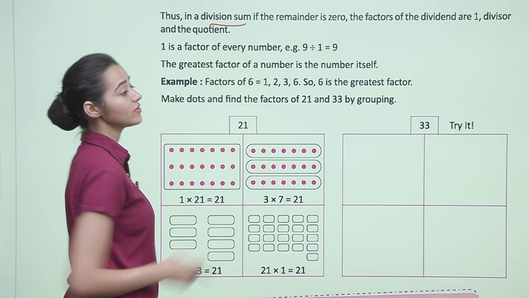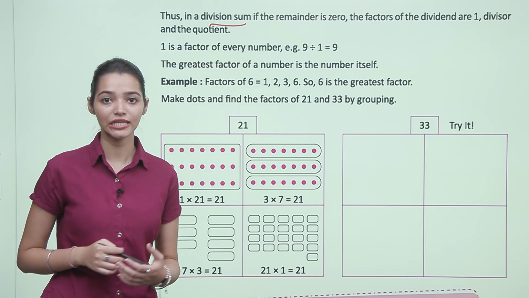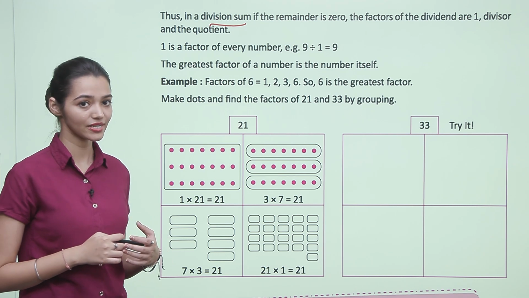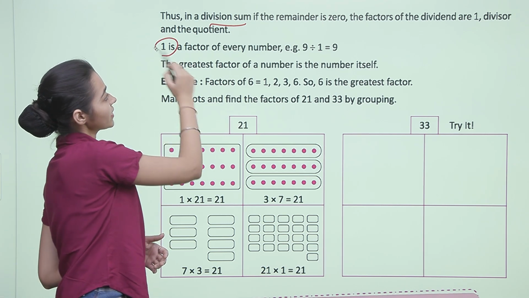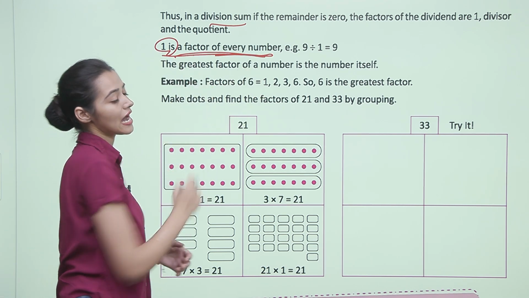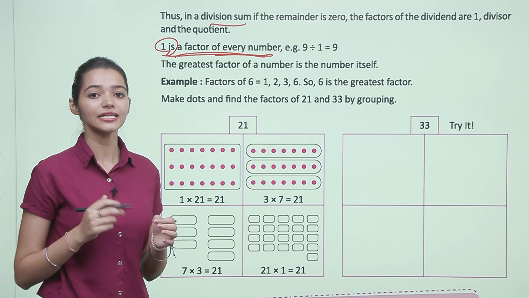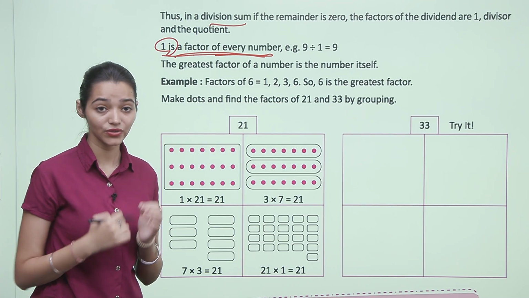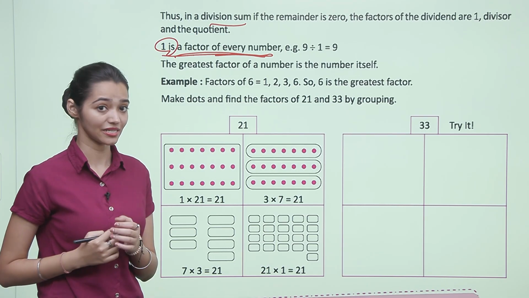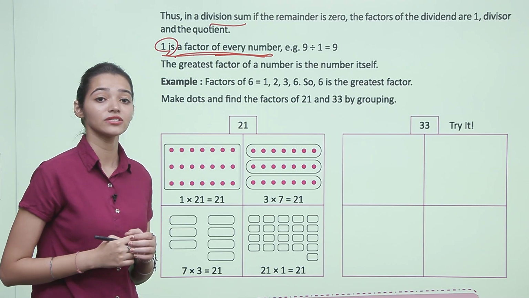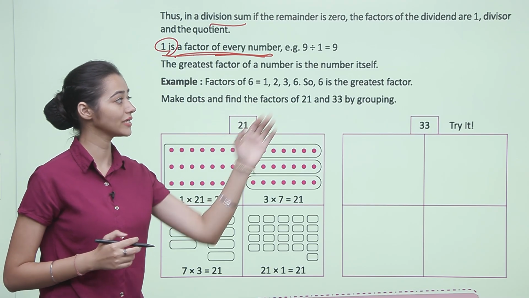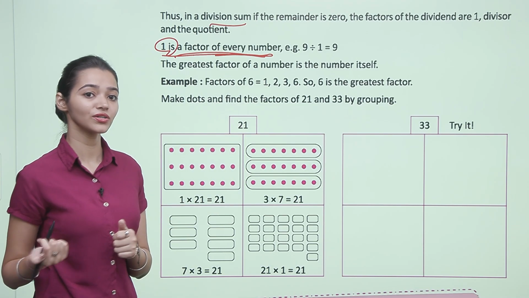Now, thus in a division sum, if the remainder is 0, then the factors of the dividend are 1, the divisor and the quotient. So 1 is a factor of every number, you always have to keep that in mind. 9 divided by 1 is equal to 9, and the greatest factor of a number is the number itself. Now for example, we have to find the factors of 6. Now 1, 2, 3 and 6, and we know 6 is the greatest factor.